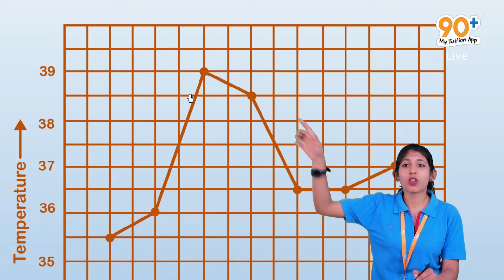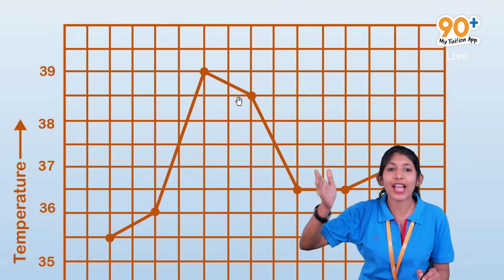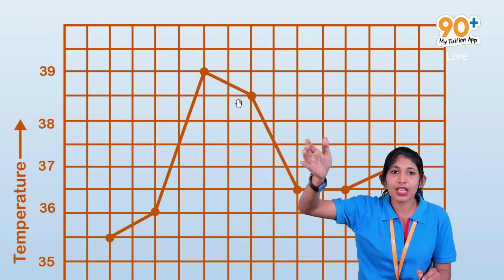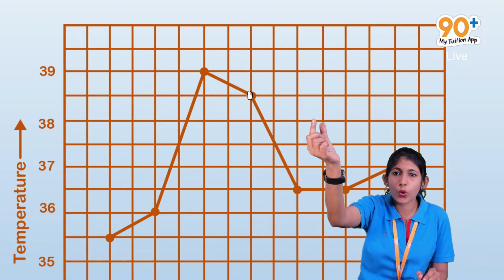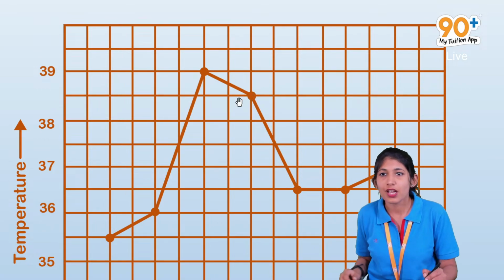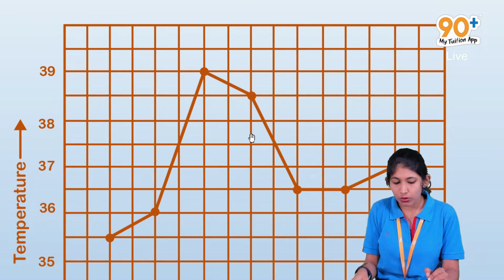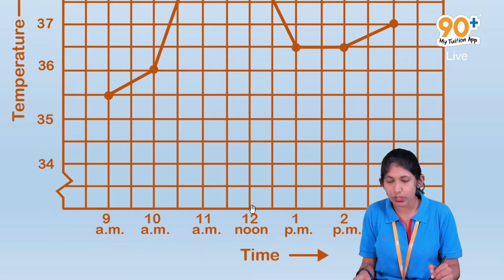Because this is not a recorded value. Only these dots are recorded values. At each and every hour, they have recorded the temperature, right? So 38.5 degrees Celsius was recorded at this time, not this time. You can see the point over here, right? So what's the time? Go down, go down.